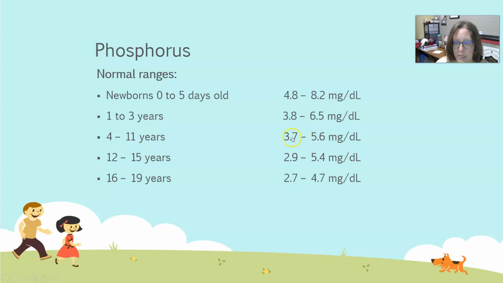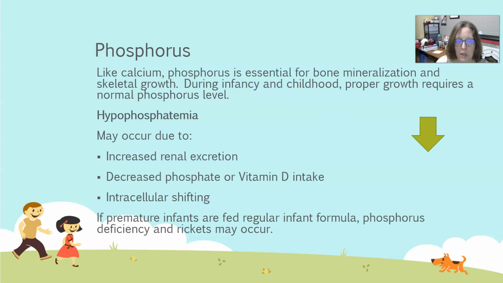4 to 11 years is 3.7 to 5.6 milligrams per deciliter. Still higher than adults, and then 12 to 15 years is going to be 2.9 to 5.4, again a little bit closer to adult levels, and a lot of times their growing period usually is leveling off. Of course, it depends between males and females. Males can still grow into the early 20s, and then from 16 to 19 years, 2.7 to 4.7, so like adult levels. So again, phosphorus, like calcium, is essential for bone mineralization and for skeletal growth.